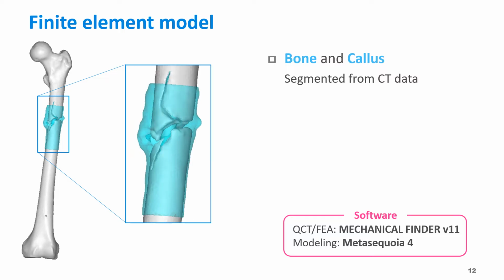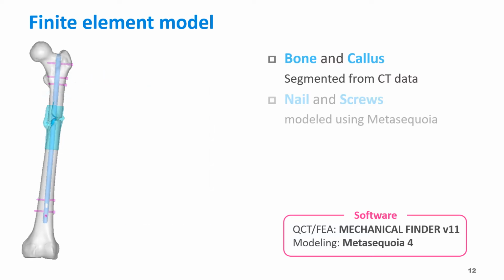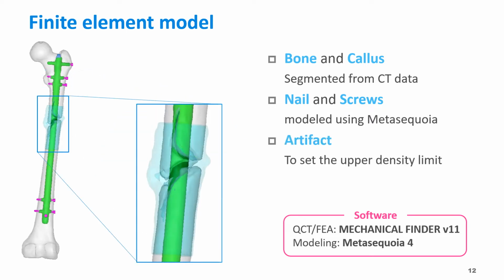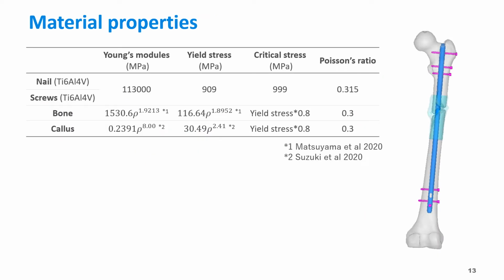The bone and callus geometry were segmented from CT data. The nail and screws were created with modeling software because the CT resolution was not enough for the details. In addition, to set the upper density limit, we modeled the artifact region separately for cancellous and cortical bone. The material properties of the nail and screws were given as titanium alloy.